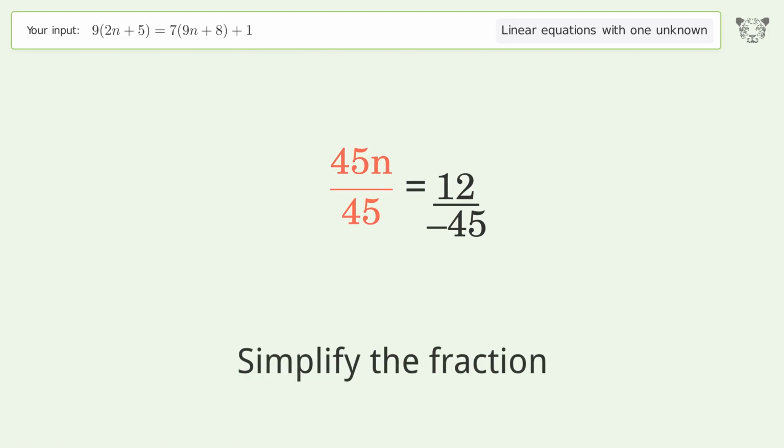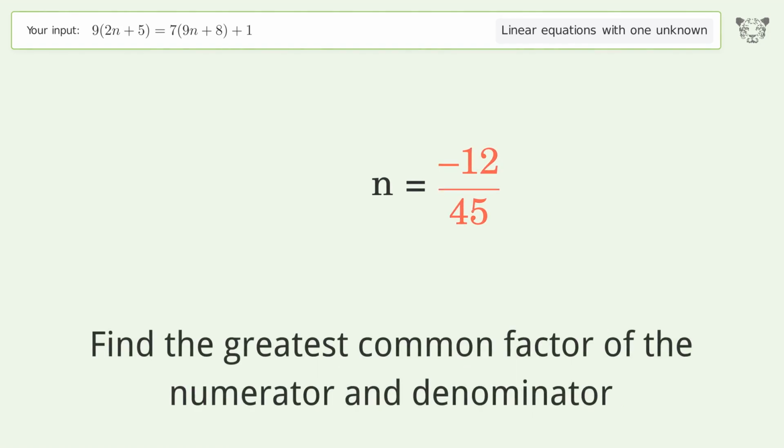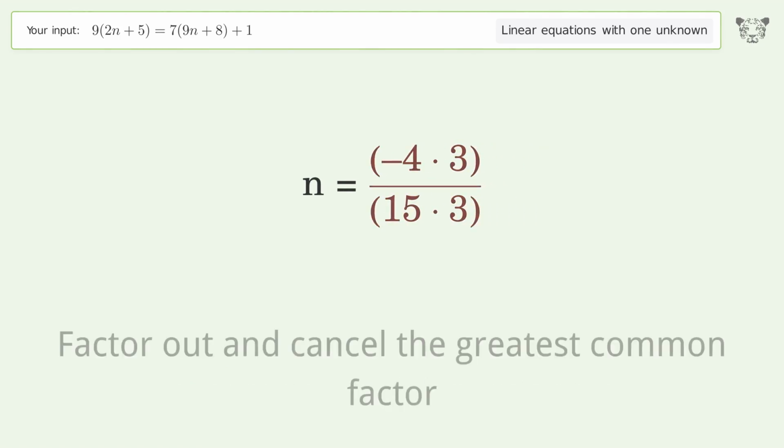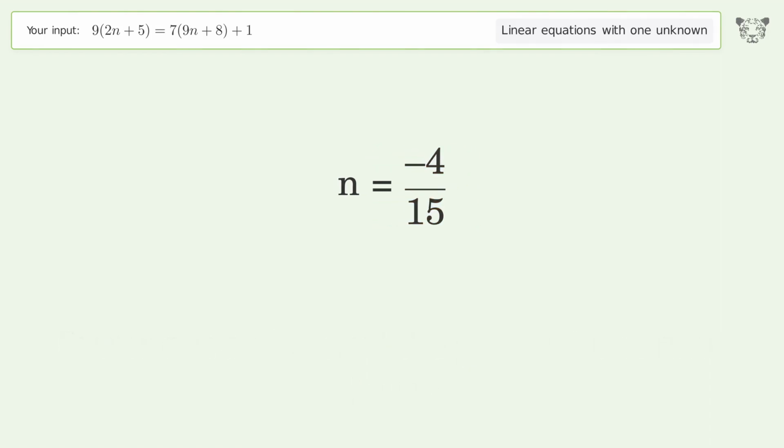Simplify the fraction. Move the negative sign from the denominator to the numerator. Find the greatest common factor of the numerator and denominator. Factor out and cancel the greatest common factor. And so the final result is n equals -4/15.